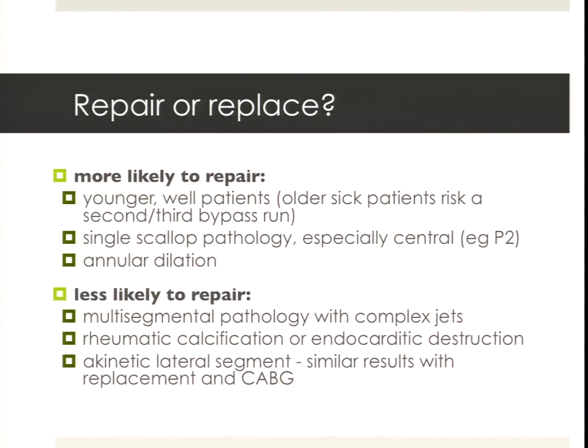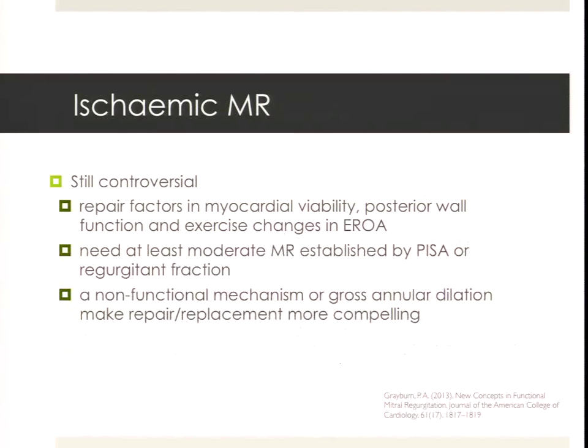Extensive rheumatic calcification can be very difficult to repair in endocardiac destruction. And then you get into the whole argument of ischemic MR, which I'm not going to address here. I'm just going to point out some features. But certainly when you're looking at repair, you've got to look at the viability of the myocardium, the posterior wall function. You've got to have some sort of measure of the change in the regurgitation with exercise or dynamic change. If you're going to do it when you've launched into a CABG, it needs to be at least moderate for you to go any further.